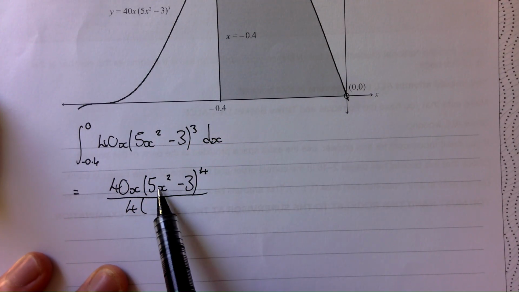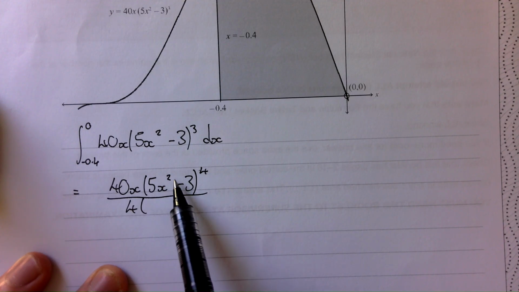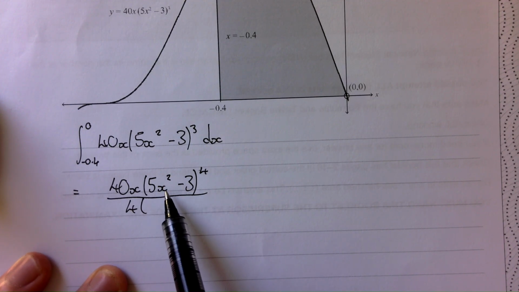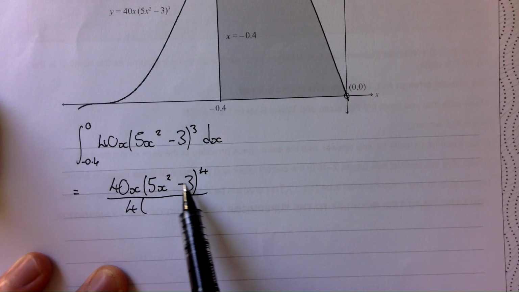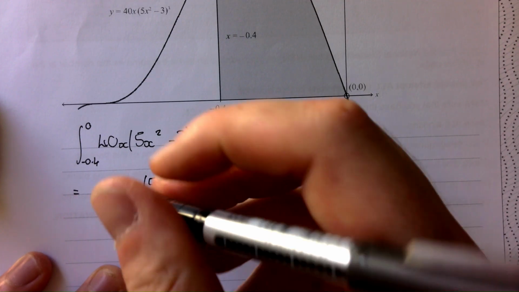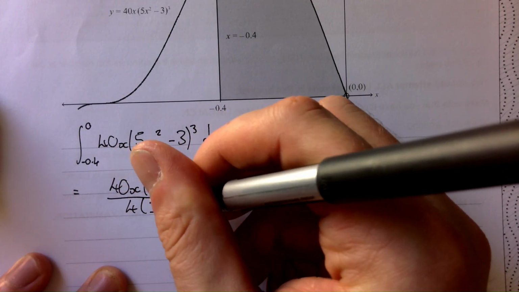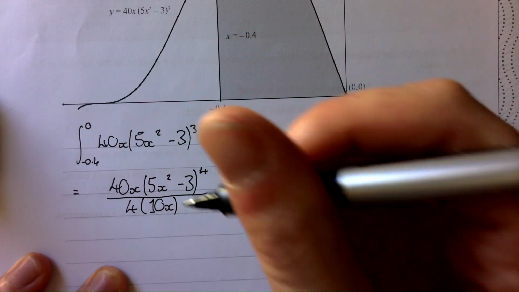And as I just said, we need to divide by the differentiated contents of this bracket. So the minus 3 just disappears. 5x squared differentiates to 10x. And so we have to divide our resulting expression by that.